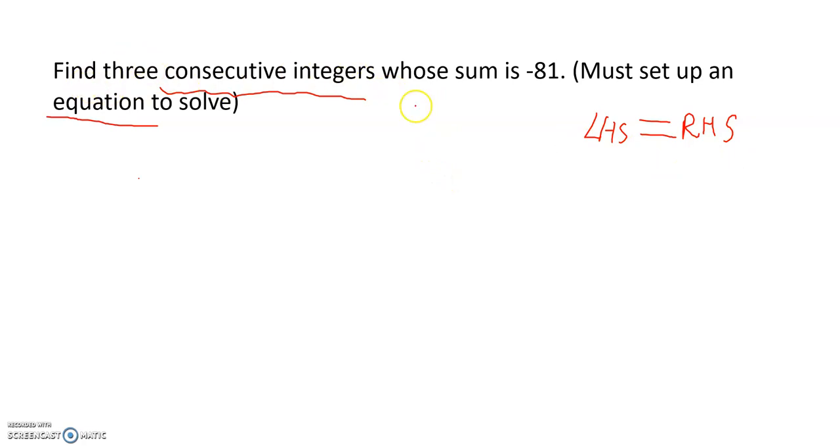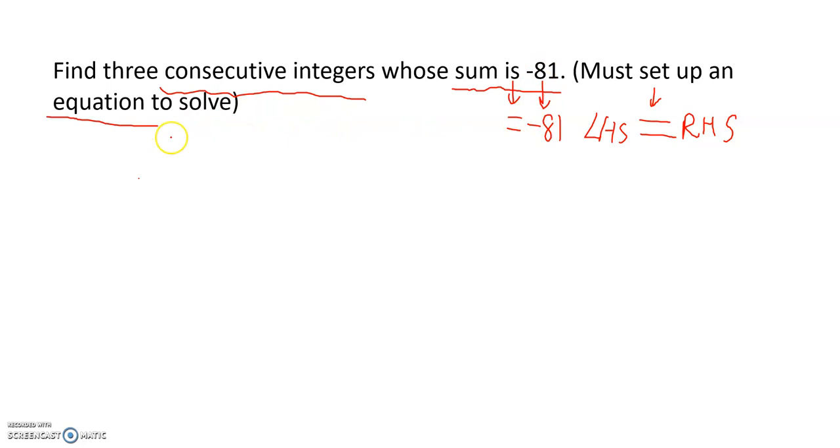Now, usually the sentence will give you an equality, something equals something. So you need to find a relation of two things that are equal. Here, in this question, the sum is negative 81. If we use a symbol for that, that's an equal sign. So that gives us an equation. Pretty much you can just translate every single word into a mathematical symbol. So is equal sign, negative 81, negative 81.